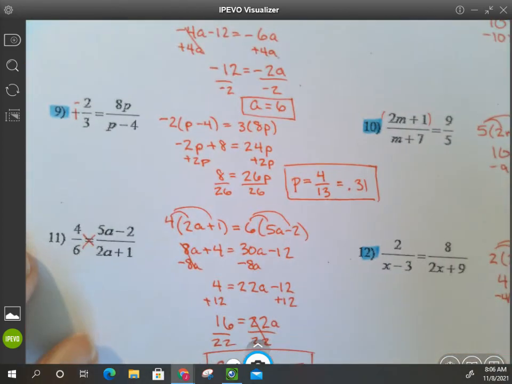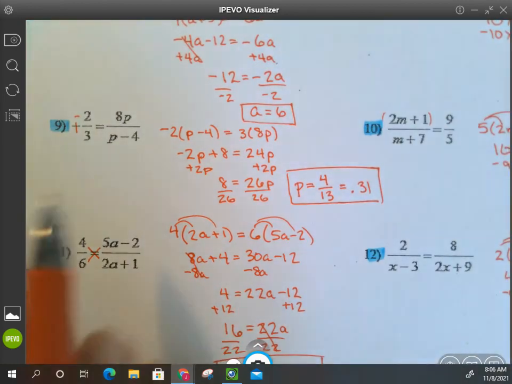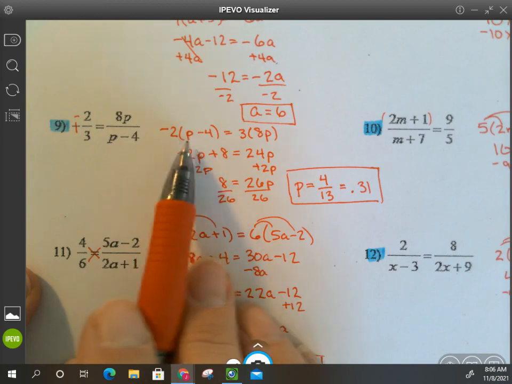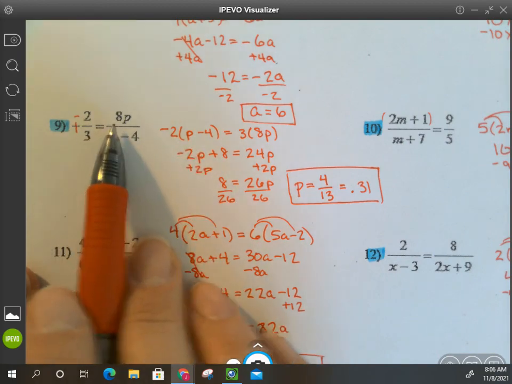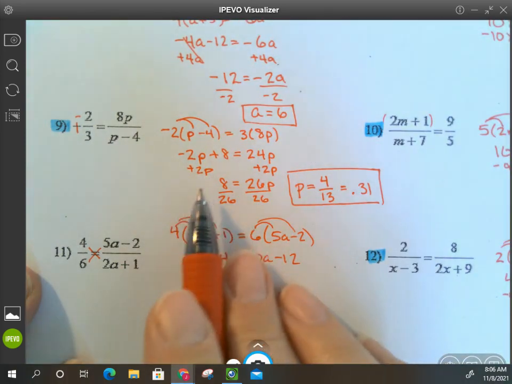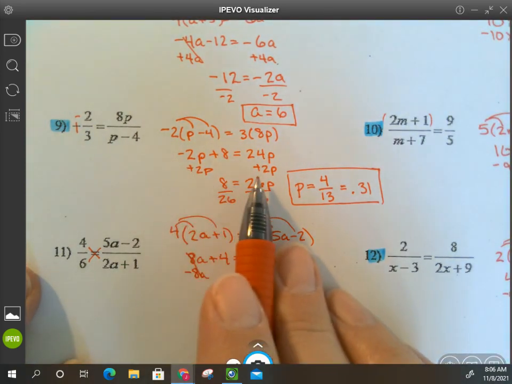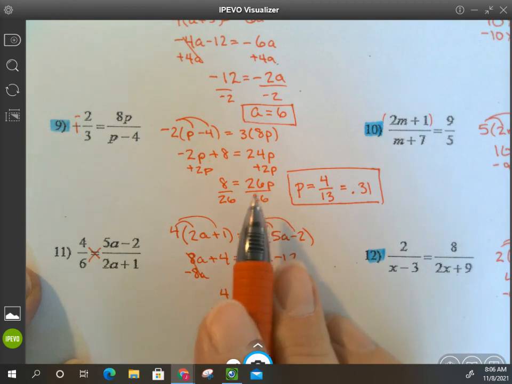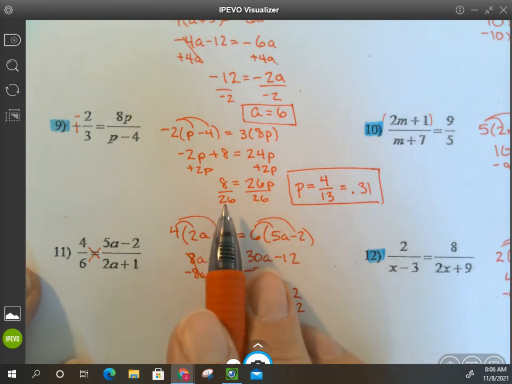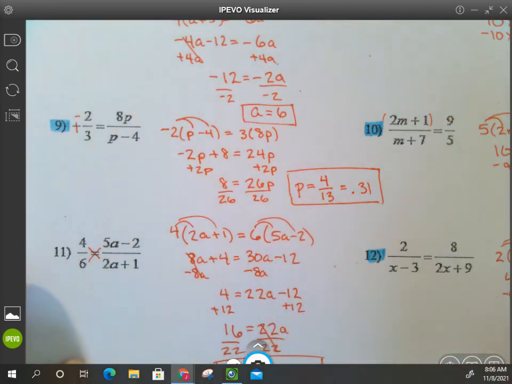All right, and in number 9, we had a negative sign. So I addressed that first, and I took negative 2 times p minus 4 equals 3 times 8p, and then we would distribute this. And again, I chose to move that over to make it a positive, and divided by 26. Make sure you're paying attention. It is 8 divided by 26, which is 4/13 or 0.31.